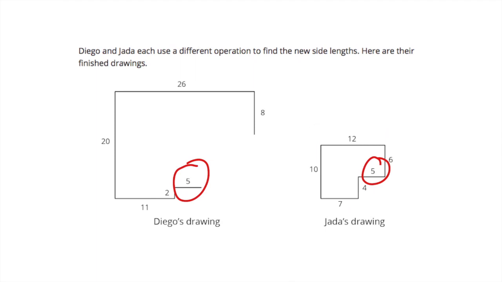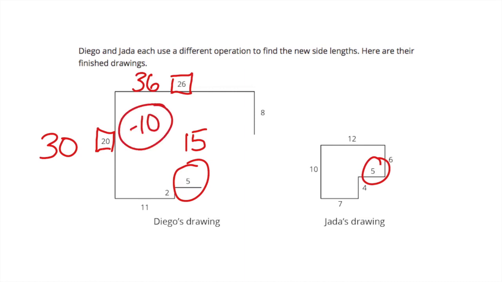On the original, this side length here was 30. Now it's 20 on his drawing. On the original, it was 36, and now he has 26. So what operation did Diego use to turn those original measurements into what is now in his drawing? Remember also that he took that corresponding side of 15 and it's now 5. The only way he could have done that is to take away 10 from each of those measurements.